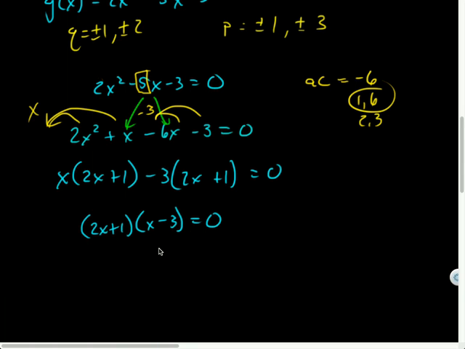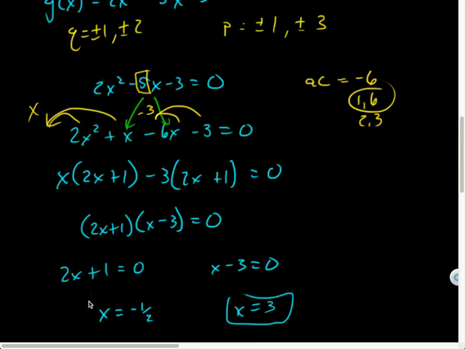And now that I have this factored, I can set each factor equal to 0 and solve. So 2x plus 1 equals 0, and x minus 3 equals 0. And I'll end up with x equals negative 1/2 after I do some work, and x equals positive 3. So we can see that that 3 did show up twice, in fact.